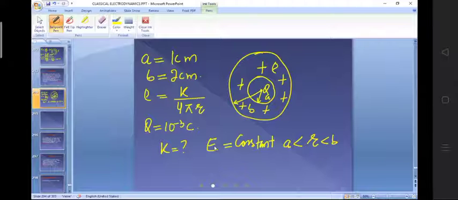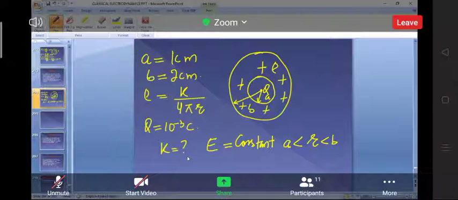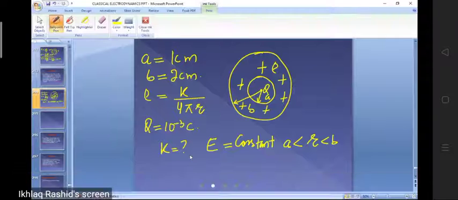Differentiate. First of all, we have to calculate the electrostatic field, isn't it? First of all, we calculate the electrostatic field between A and B. Great. Then differentiate dE by dr. Exactly. Then differentiate it with respect to r and then equate it to zero. Isn't it? Yes. So let's work it out.